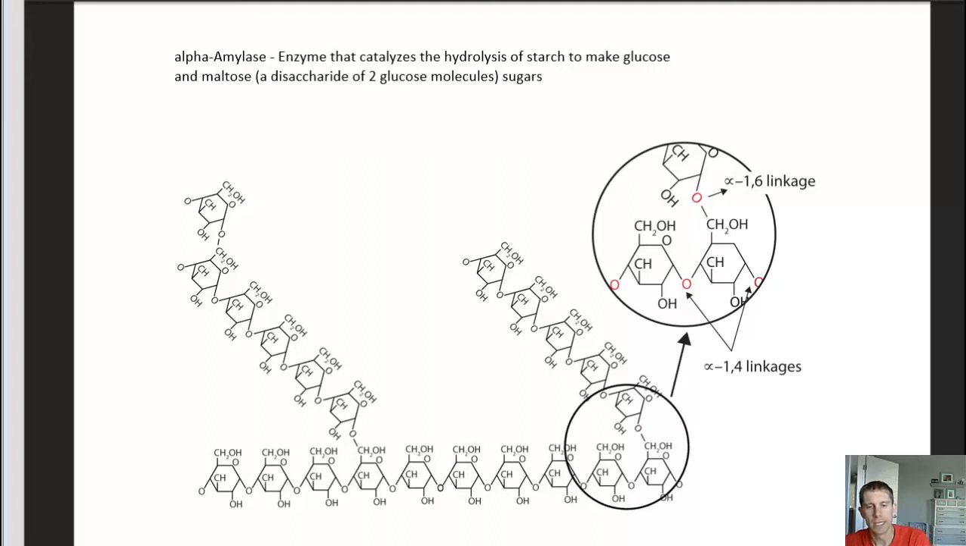So looking at the alpha-amylase, in our body we actually produce alpha-amylase in our mouth and use that to start breaking down starches before those starches actually enter into our stomach.